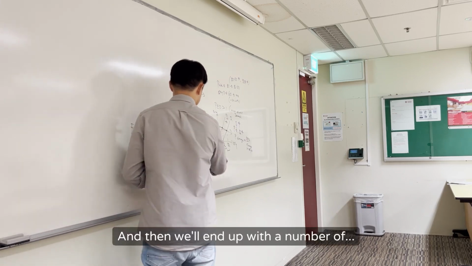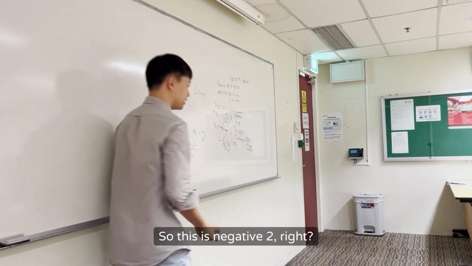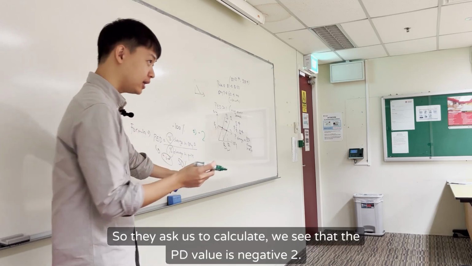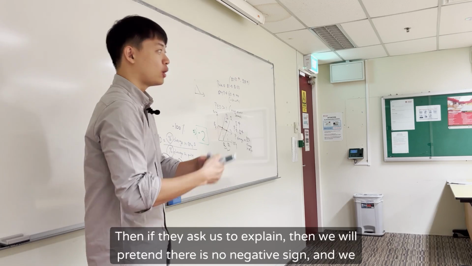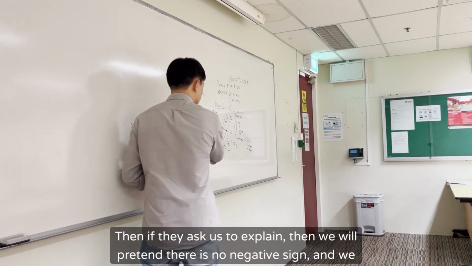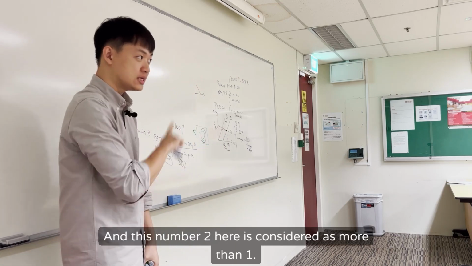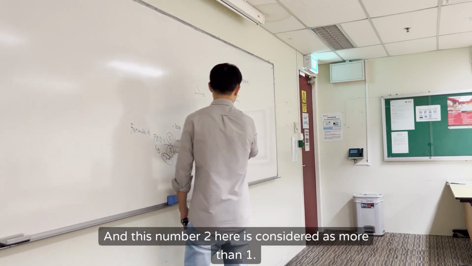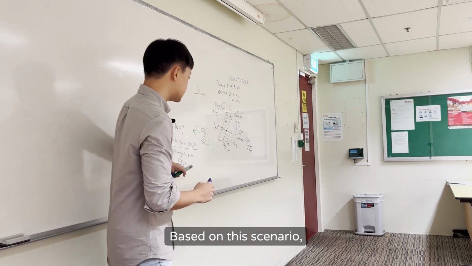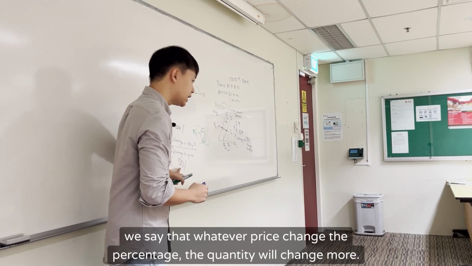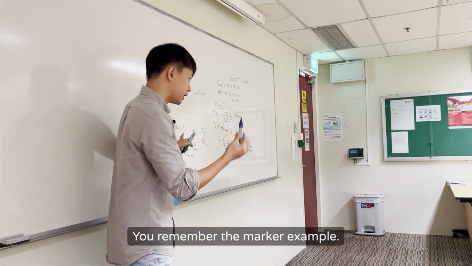Then we end up with negative 100 divided by 50, which is negative 2. This is the PED value. So if they ask us to calculate, we see that the PED value is negative 2. If they ask us to explain, then we pretend there is no negative sign and we only focus on the number 2, which is considered more than 1. One more time, based on this scenario, whatever the percentage price change, the quantity will change more. You remember the marker example.